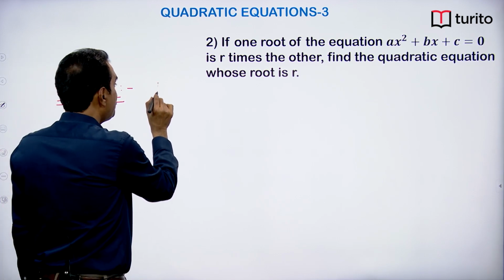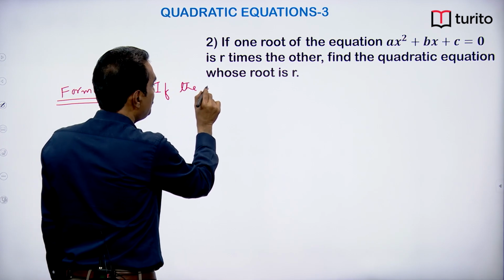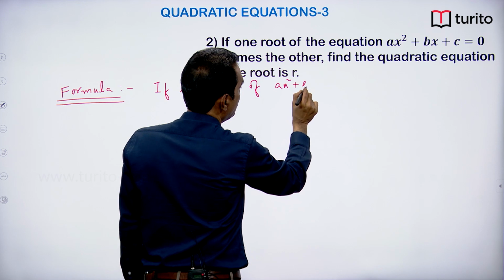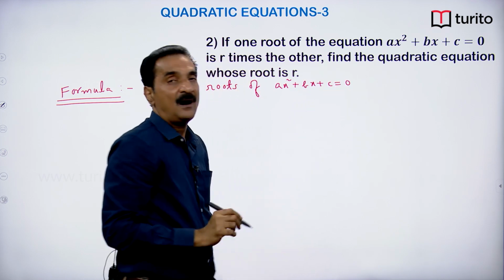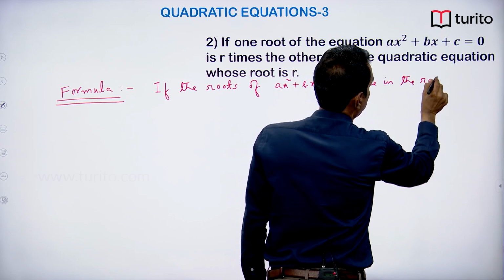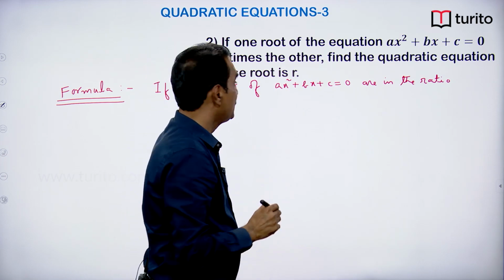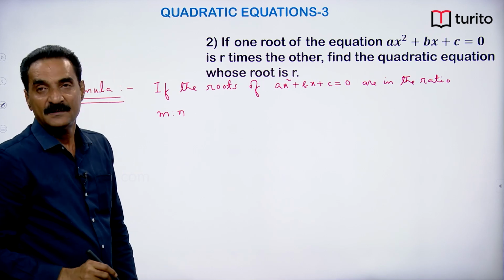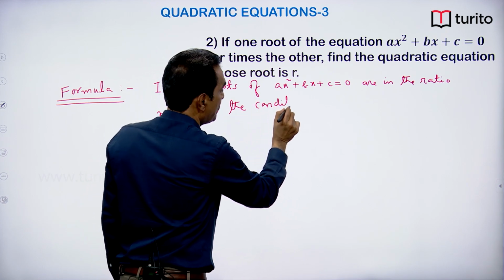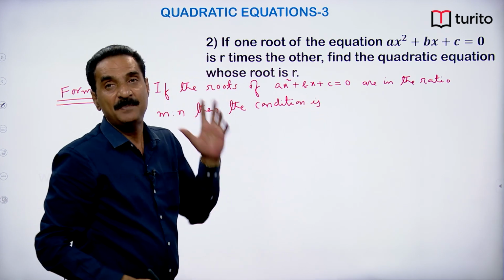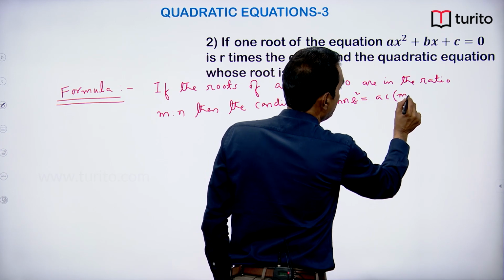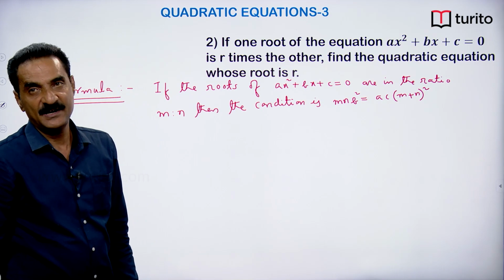The formula is, if the roots of ax square plus bx plus c is equal to 0 are in the ratio m is to n, then the condition is mn b square is equal to ac into m plus n whole square. This is the condition, but how to prove it?